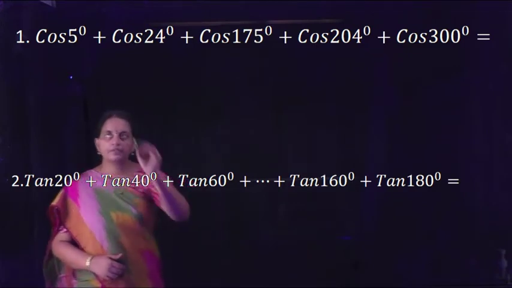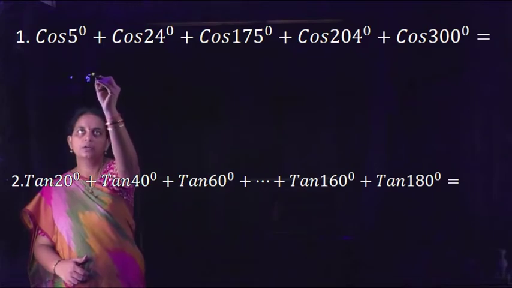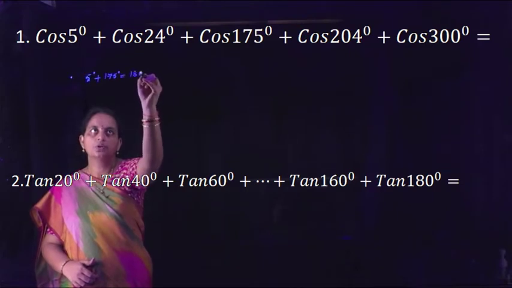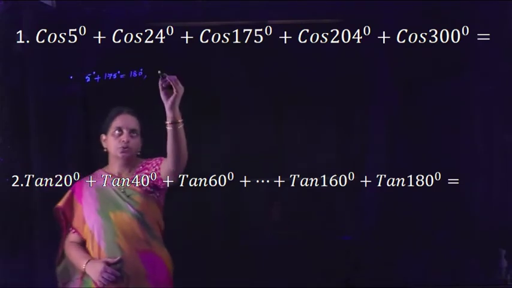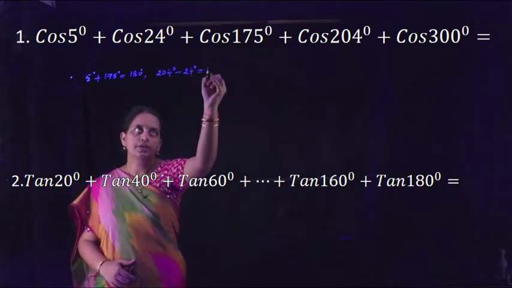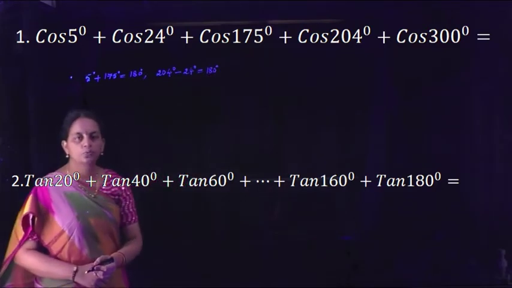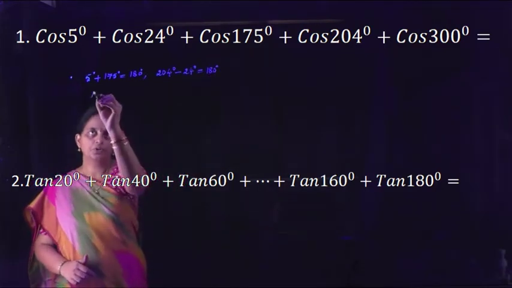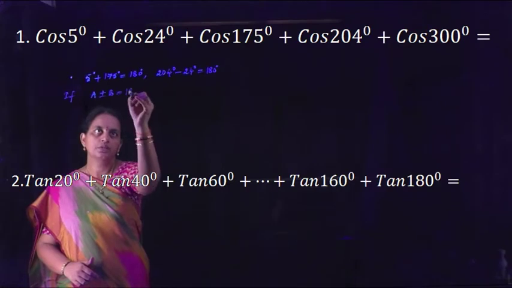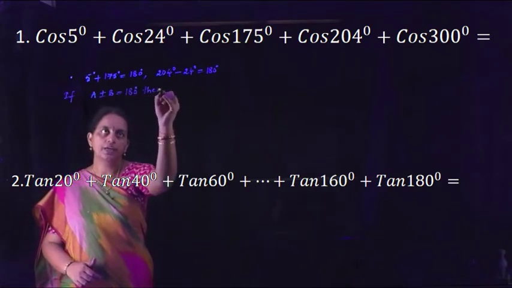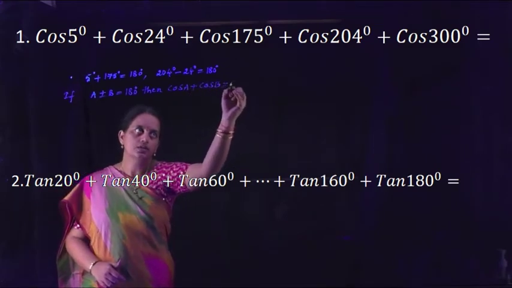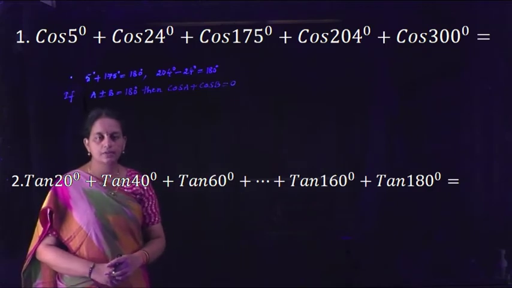Here, from the given problem, 5 degrees plus 175 degrees is equal to 180, and 204 degrees minus 24 degrees is equal to 180. From the above formula, we know that if A plus or minus B is equal to 180, then cos A plus cos B is equal to 0.